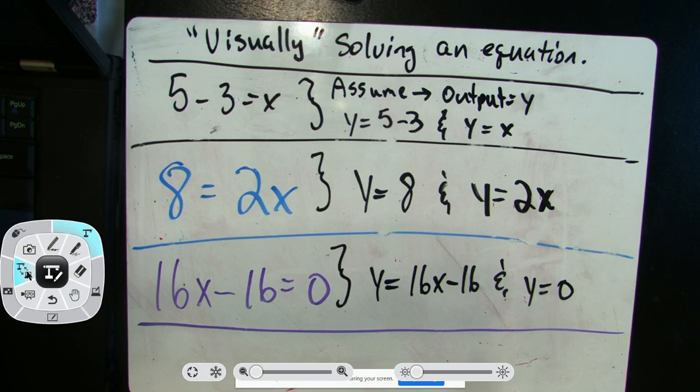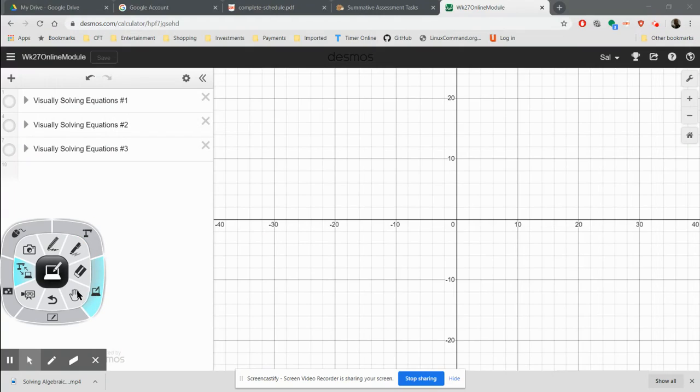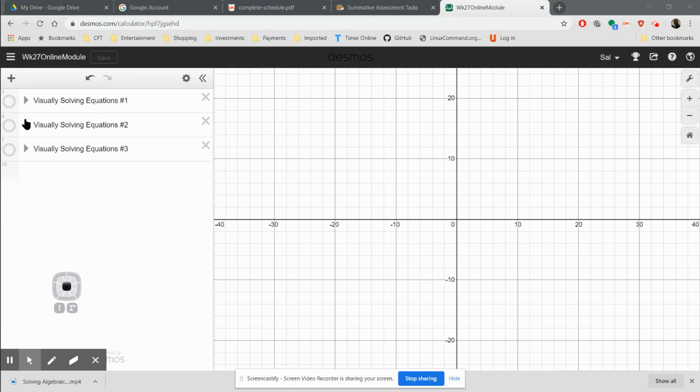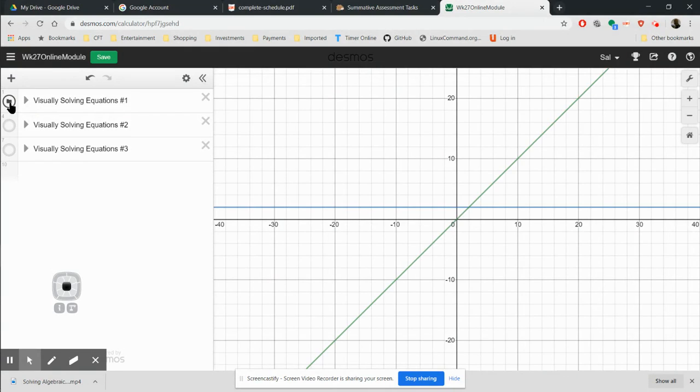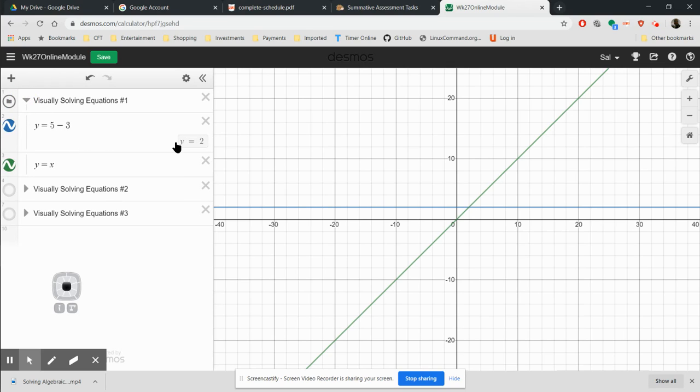Let's talk about graphing. Let's do the first one. If you remember back from the video, x equals 2. So I graph y equals 5 minus 3. Look, it tells us the answer. And y equals x. If I look at the graph, where do they intersect? At 2, 2. The input is 2, that's what x equals, and my output is 2. That's your final result. Notice that they have 2 in common.